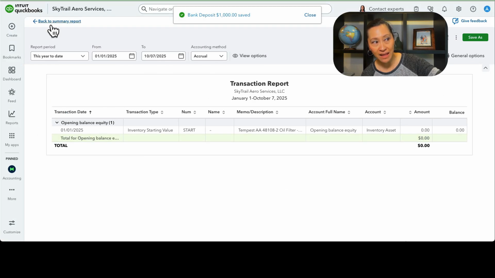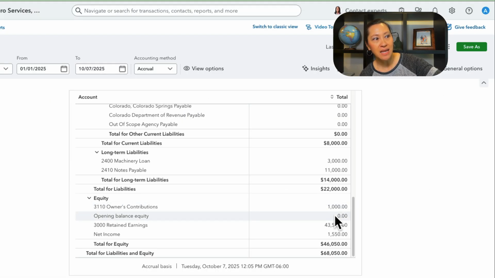Go back to the balance sheet. Opening balance equity should now be 0, which is perfect. And owner's contribution should show $1,000, reflecting the real transaction. Finally, your equity is telling the real story.